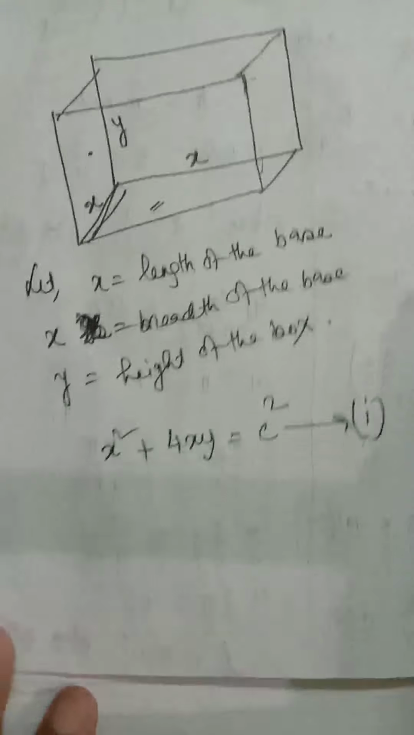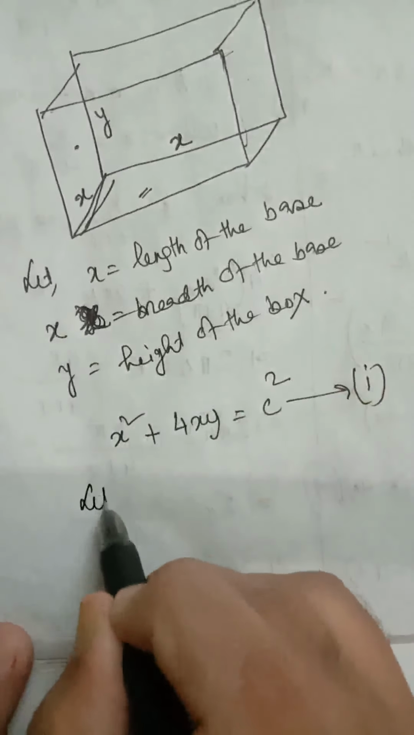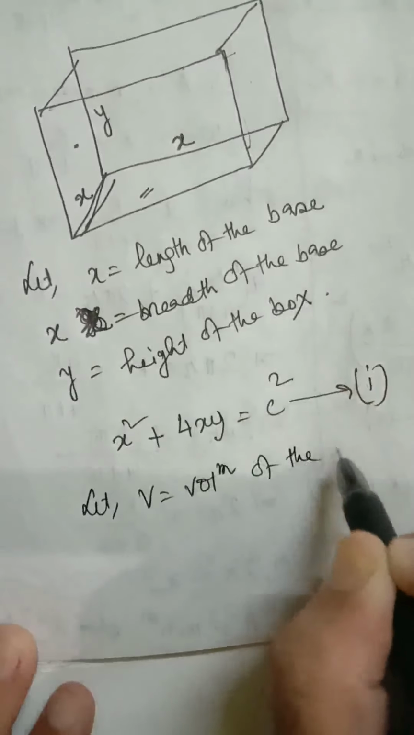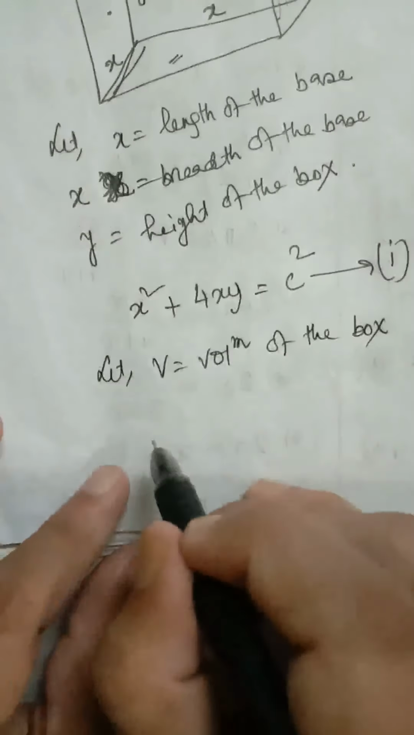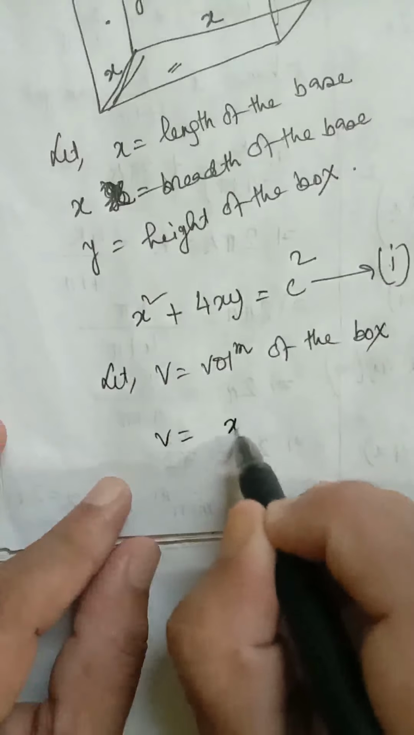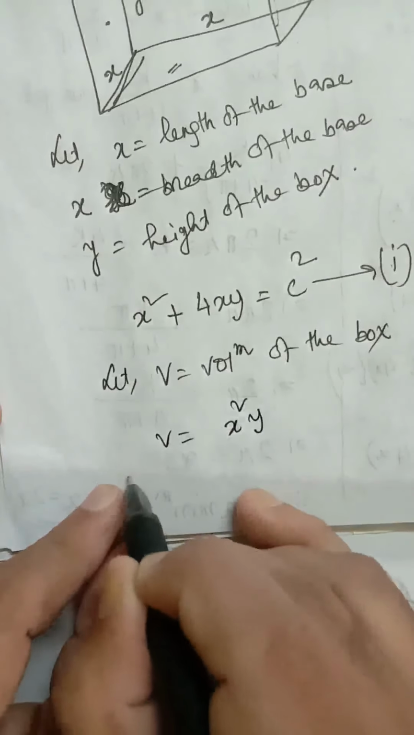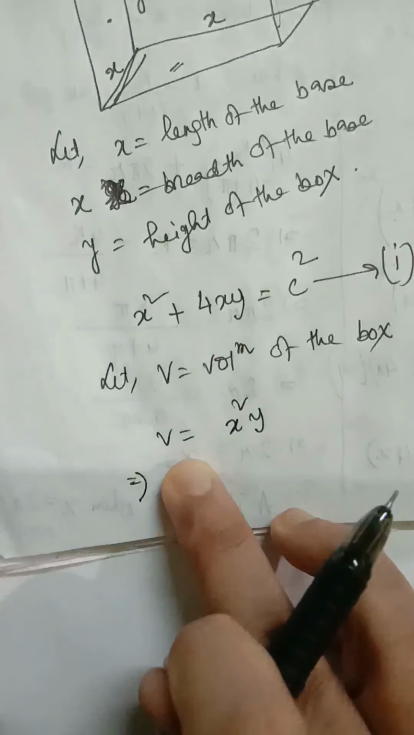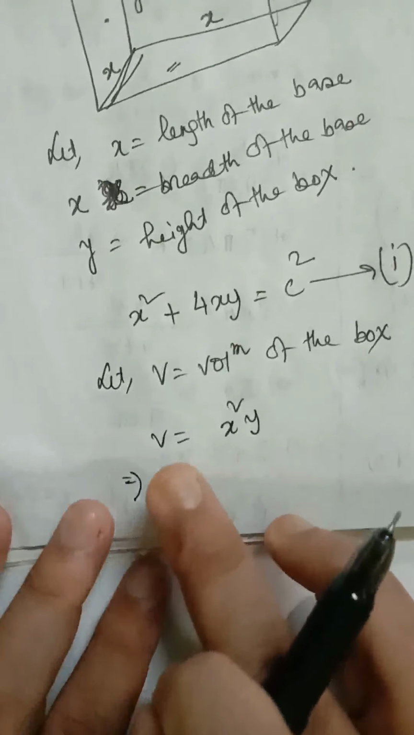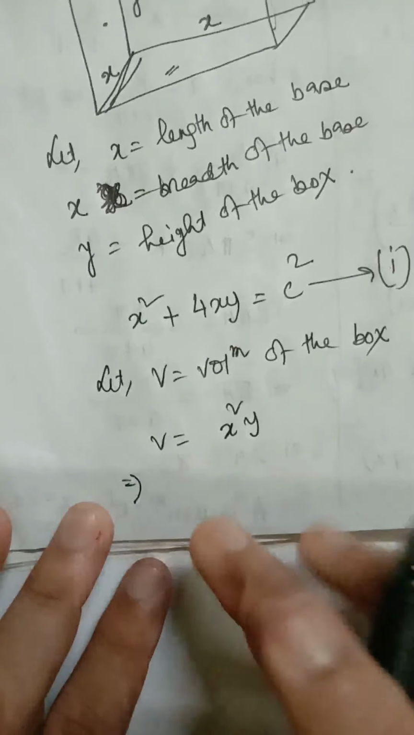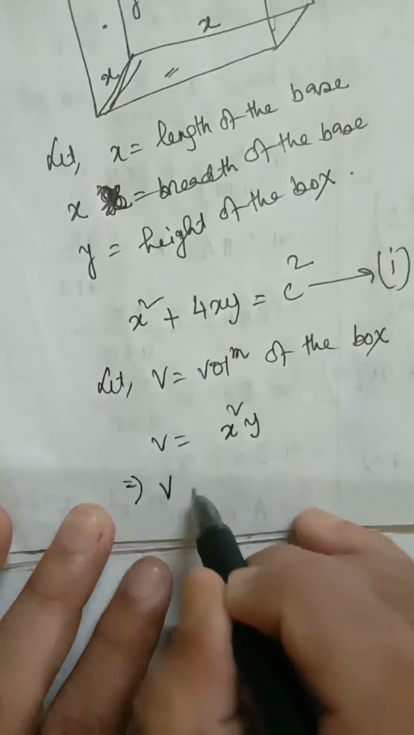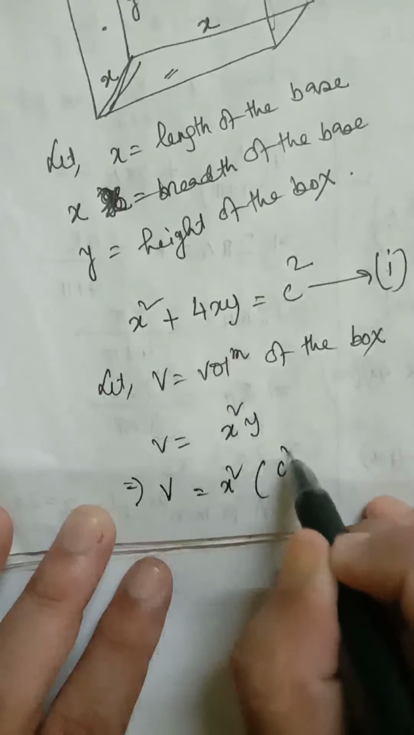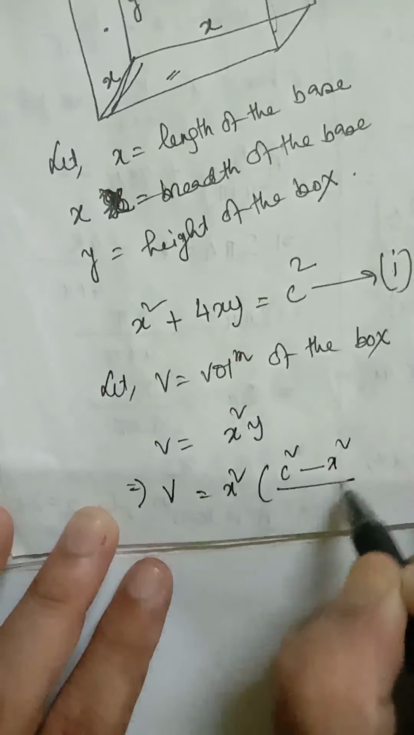First of all, we get the volume. Let V be the volume of the box. V equals length into breadth into height, which is x square into y. We have to find the maximum volume. For that we have to express V in terms of only one variable. So V equals x square into y, which equals x square into c square minus x square by 4x.